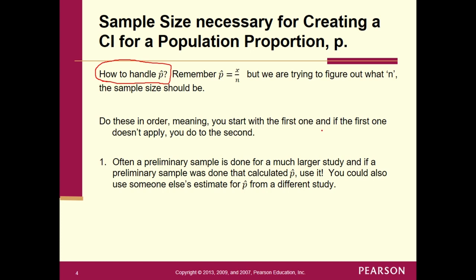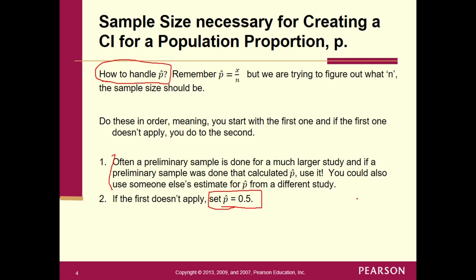Okay. There's something else that you could do here. You could also use someone else's estimate for p hat from a different study. So if you trust what they did, go ahead and use it. All right. Now, if that doesn't apply, you go to 2. And what does 2 say? It says you simply set p hat equal to 0.5, and that's the most conservative thing that you can do. Okay, and conservative means that that'll basically maximize that part of the formula, and so you would just simply use 0.5 and you move on.